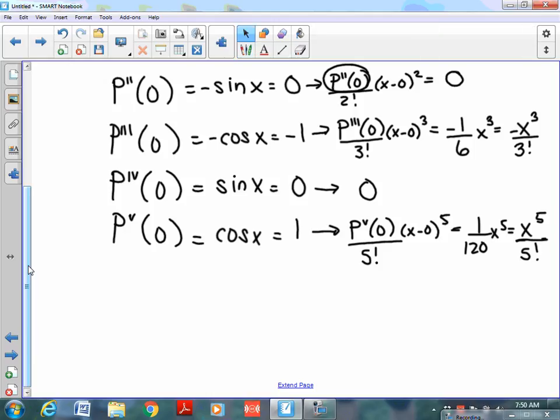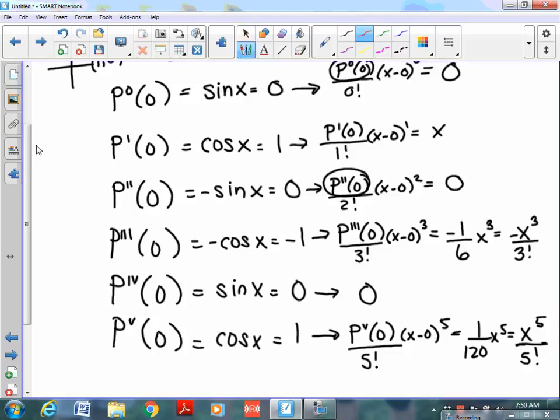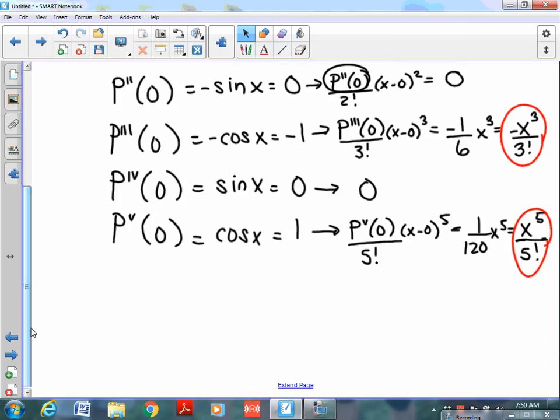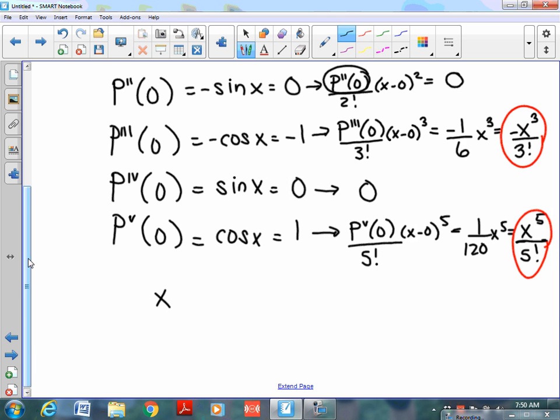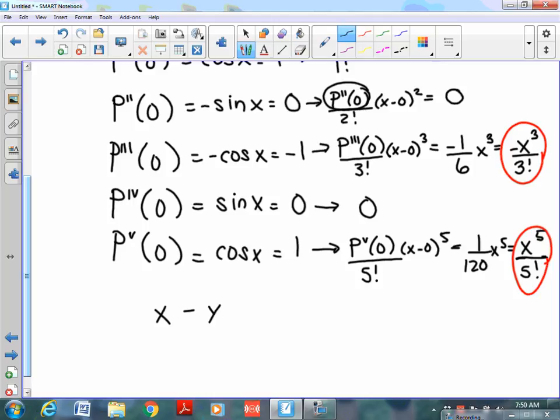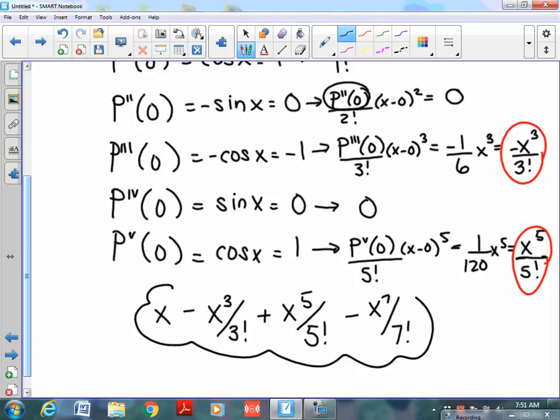And again, the final answer is, well, the first one is a 0. You have to write this one, and this one. So my final answer is x, I think it was, wasn't it? x minus x to the third over 3 factorial plus x to the fifth over 5 factorial. And I think you get the next one. I don't think you even have to work it out. It goes positive, negative, x to the seventh over 7 factorial, and it just keeps going on and on.